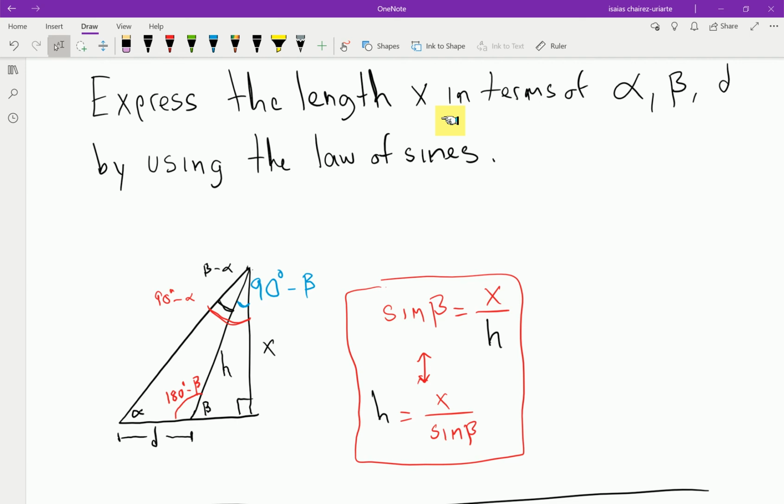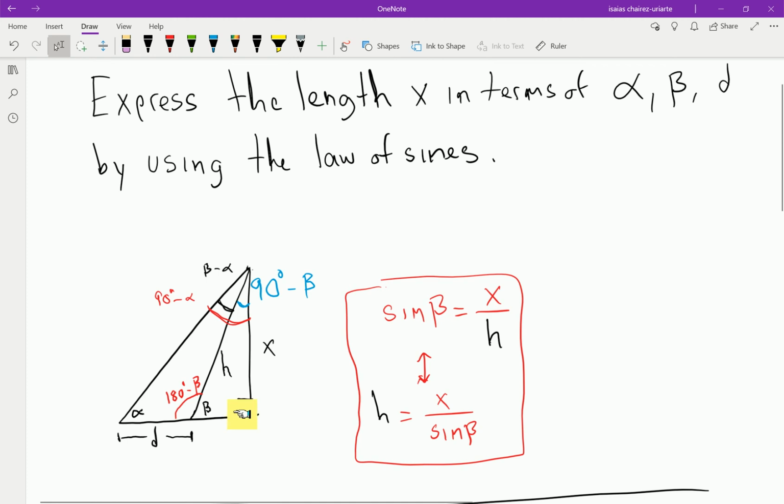I already sketched out some things here, so let me walk you through what I reasoned. I tried to complete all of the triangles as much as possible first, just to have more to work with. So remember, what was given to us was alpha, beta, d, and we need to find x. Everything else, who knows? Well, I know that this is a 90-degree angle right here. This is supposed to be 90 degrees.